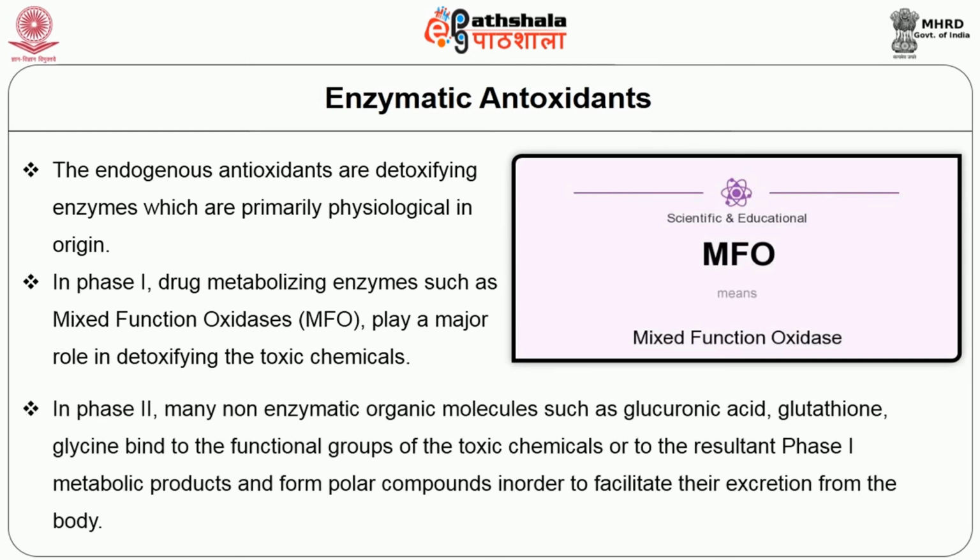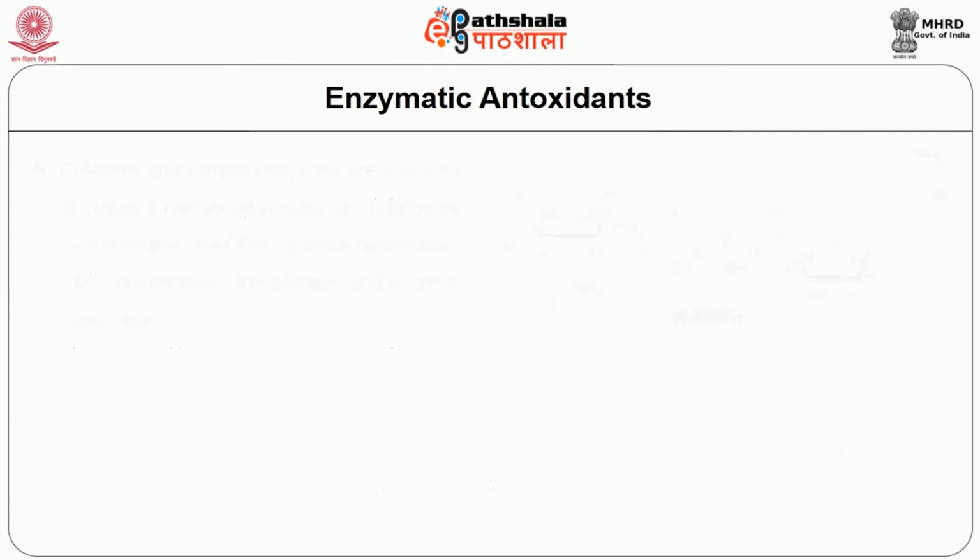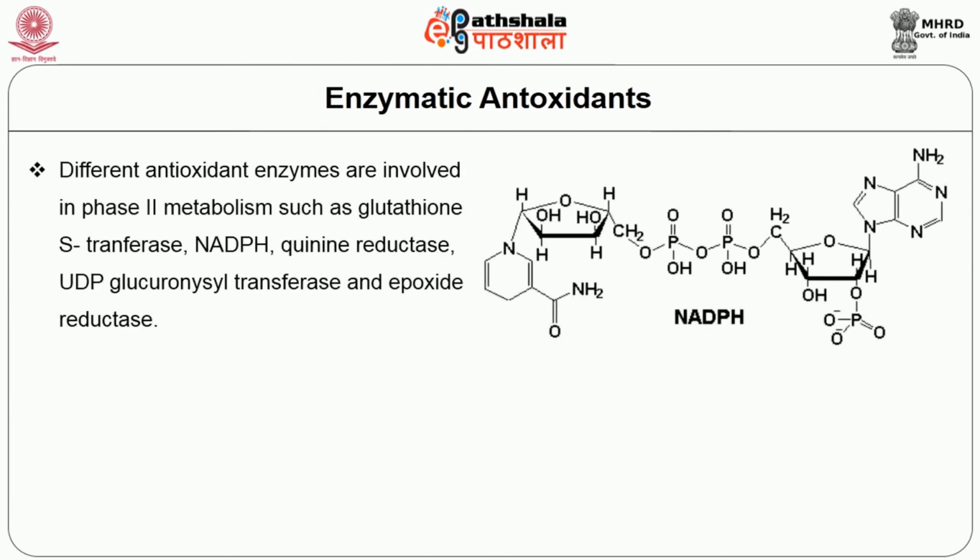In phase 2, many non-enzymatic organic molecules such as glucuronic acid, glutathione, and glycine bind to the functional groups of the toxic chemicals or to the resultant phase 1 metabolic products and form polar compounds in order to facilitate their excretion from the body. Different antioxidant enzymes are involved in phase 2 metabolism such as glutathione S-transferase, NADPH quinone reductase, UDP glucuronyl transferase and epoxide reductase.